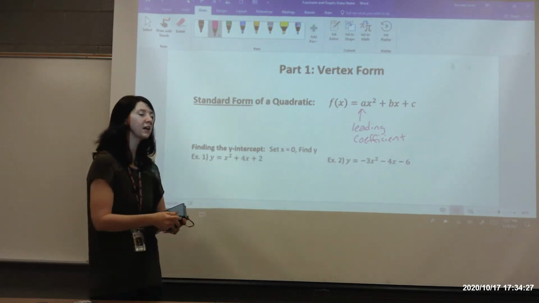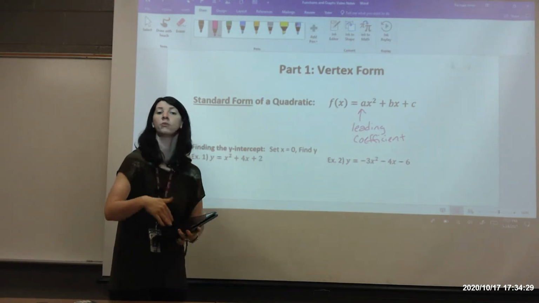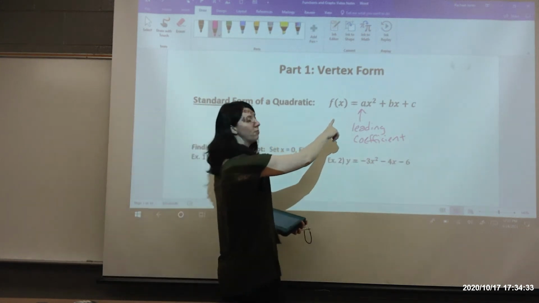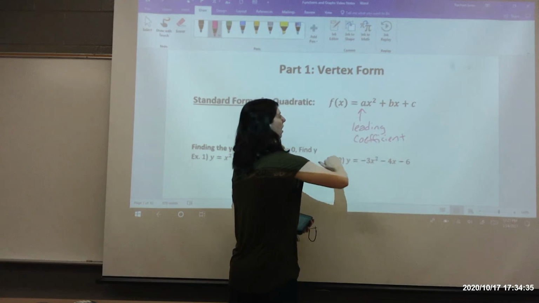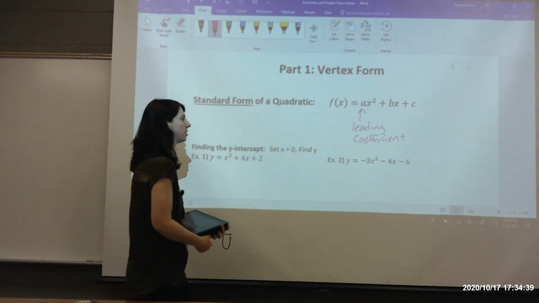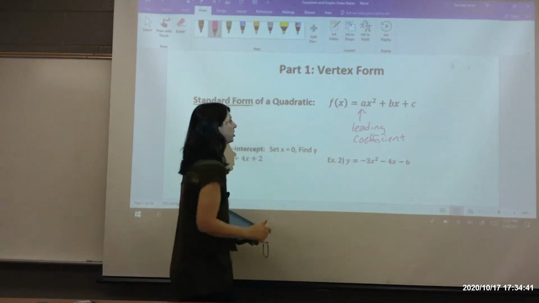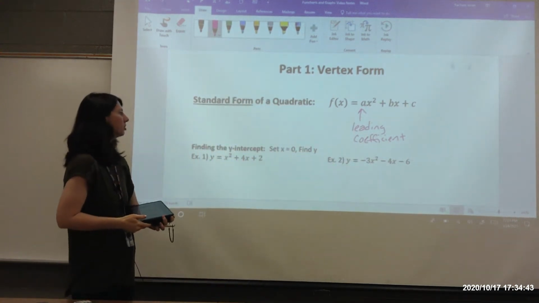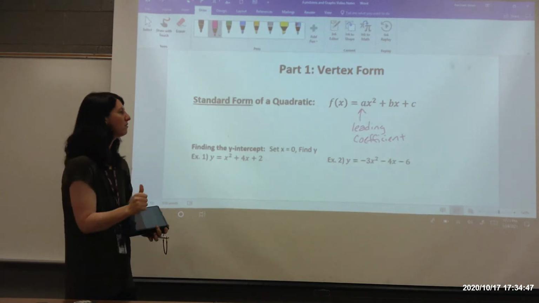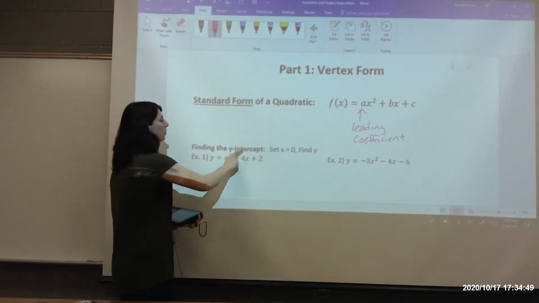And if I'm writing my quadratic in standard form of a polynomial, highest exponent to lowest exponent, it's going to come first. Okay? Then your bx is your linear term and c is your constant. But you need to make sure you know that this is your leading coefficient. Okay, so one of the easiest characteristics of a graph that you can find in standard form is the y-intercept.